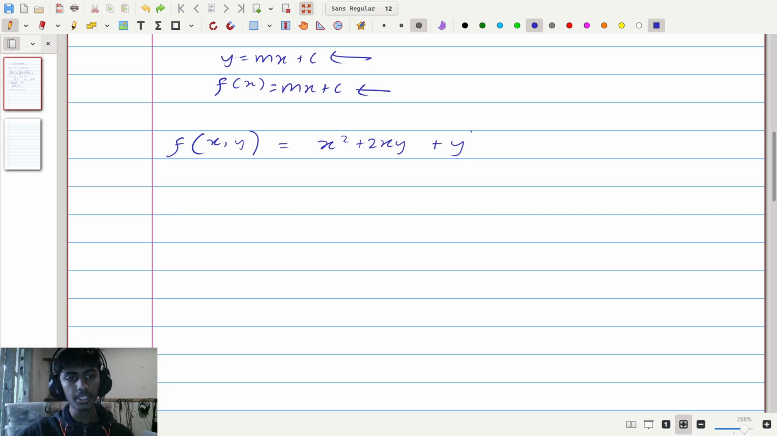The only thing here, for these functions, is you need to input two values. Let's say I input 1, 2. This means that instead of x I substitute 1, instead of y I substitute 2. So the value of this function's output at 1, 2 would be, for x is 1, so 1 squared plus 2 times, again x is 1, y is 2, plus y is 2. So this would be 1 plus 2 times 2, which is 4, plus 2, which is 6. So 6 plus 1 would be 7. So f of 1, 2 would be 7.